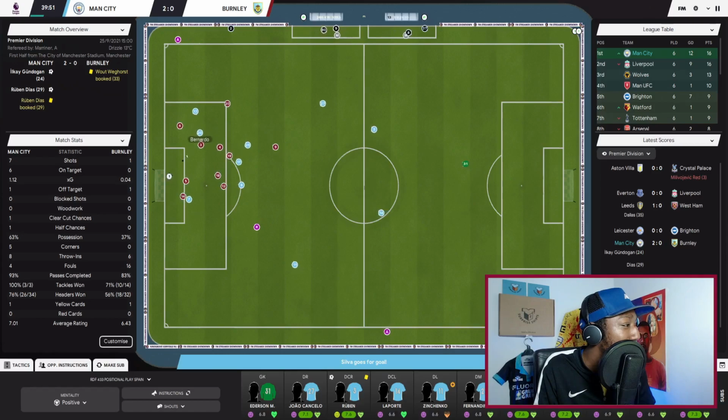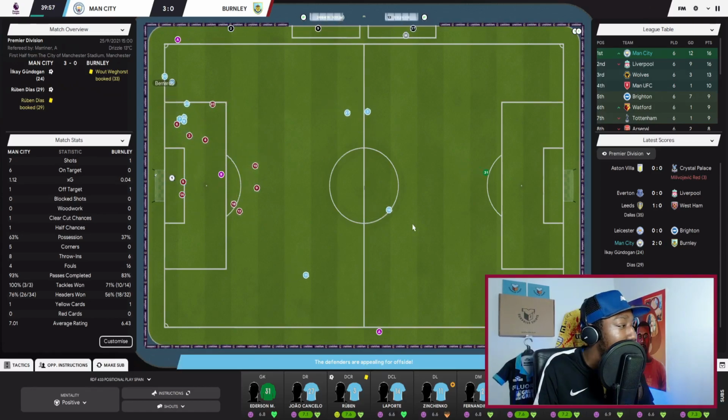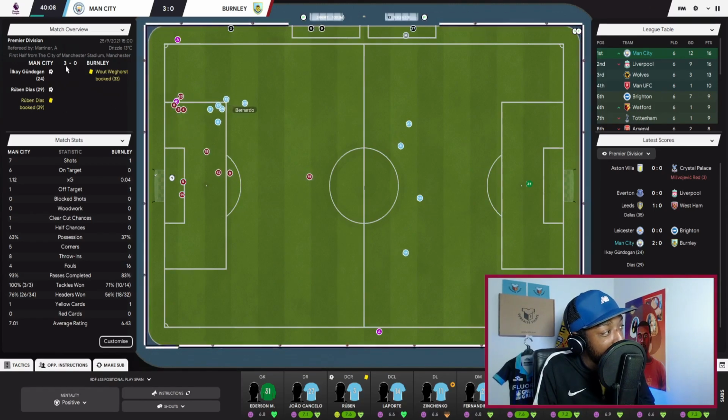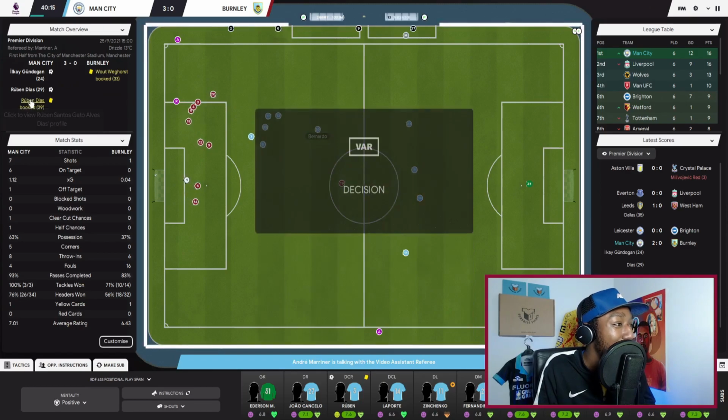Haaland plays it back to Bernardo, plays it back. Well, nice little 1-2. Oh, what a goal. It looks like it's off. I think it's off. I mean, Football Manager kind of tells us because it's 3-0 here, but there's no third goal scorer. That is one way you can tell if it's off or on.